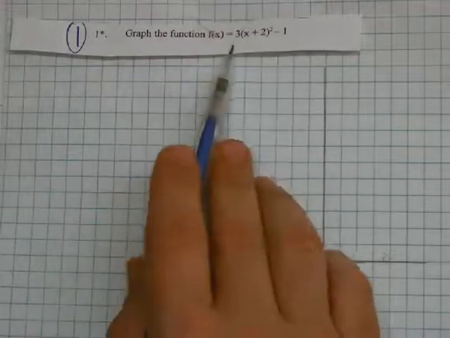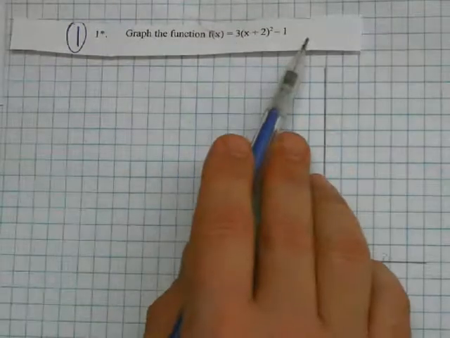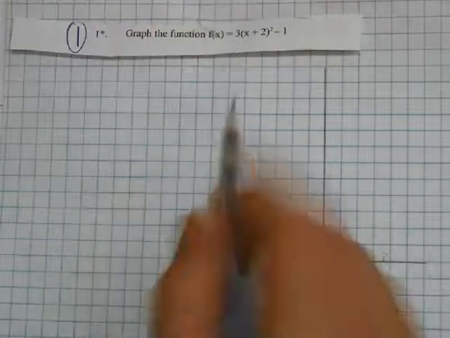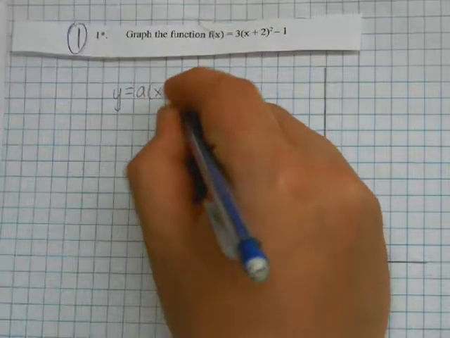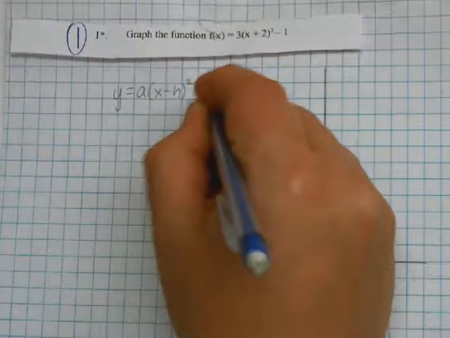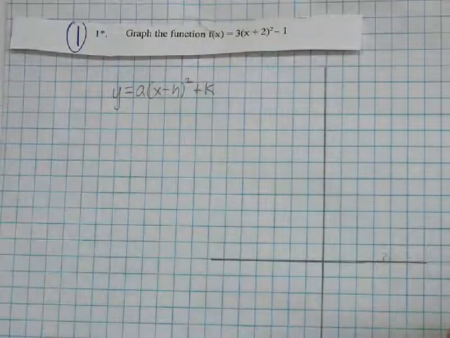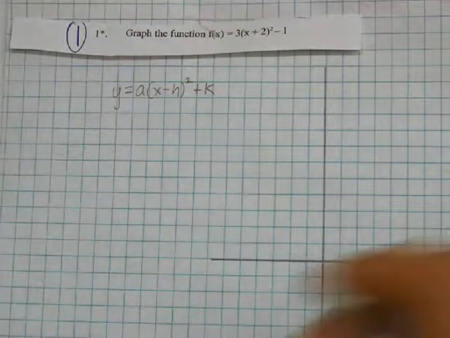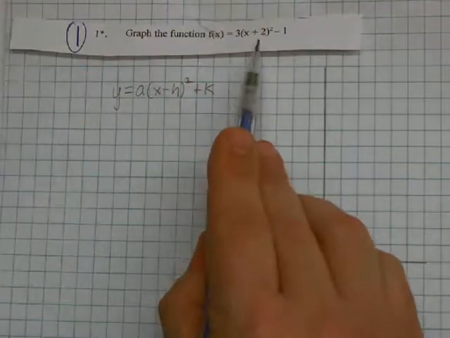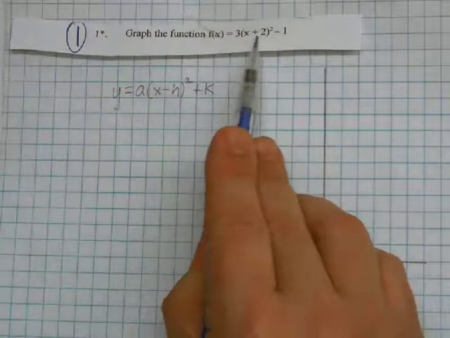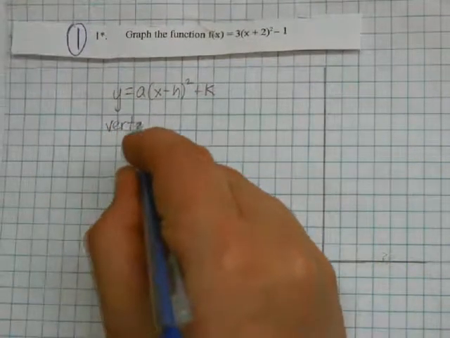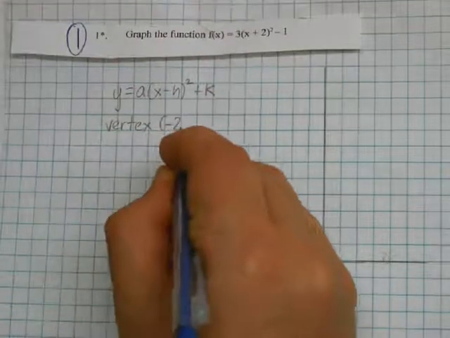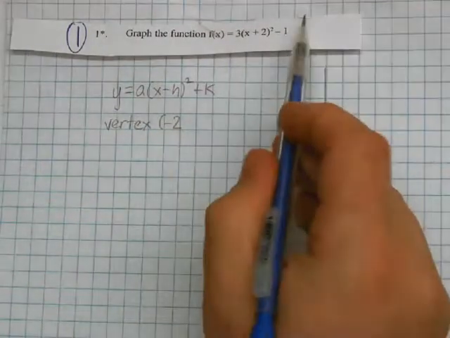In this equation, you should recognize this as a quadratic in standard form. Recall that standard form includes the vertex of the parabola. So for this one, we see that the x-coordinate of the vertex is the opposite of 2, negative 2, and then the y-coordinate of the vertex is negative 1.